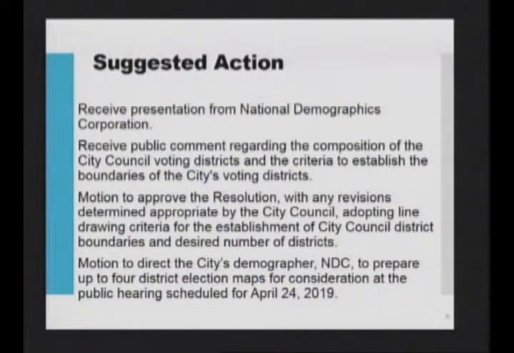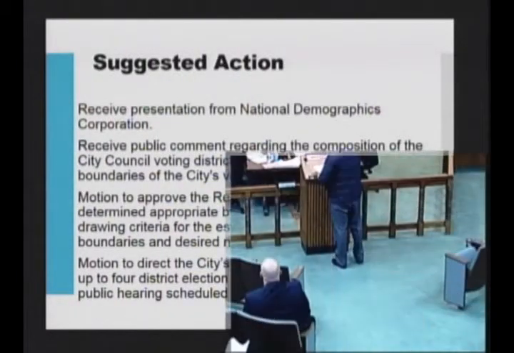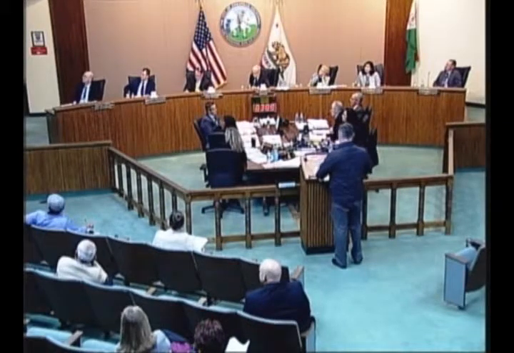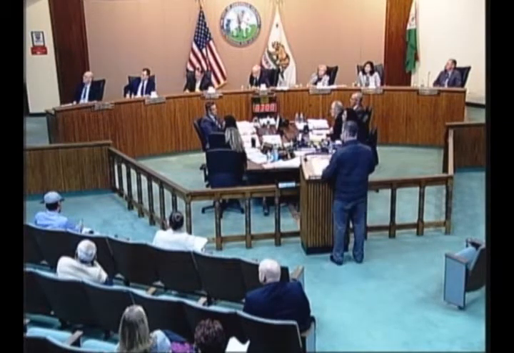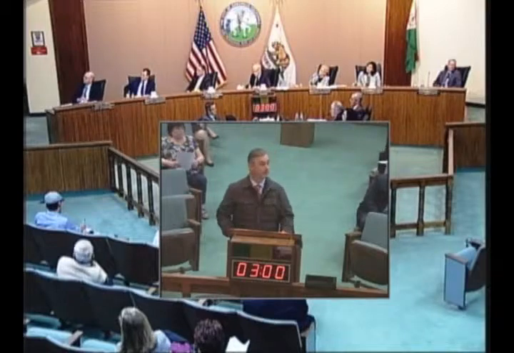And with that brief presentation, what we're looking for tonight is for City Council to receive public comment regarding the composition of the City Council voting districts and the criteria for those districts. We're also looking for you to approve the resolution with any revisions determined appropriate by City Council, adopting the line drawing criteria for the establishment of the district boundaries and the desired number of districts. And finally, we're also looking for a motion for you to direct our demographer, NDC, to prepare up to 4 district election maps for consideration at the next hearing on April 24th. And at this point, what I would like to do is turn it over to our demographer to walk through the process.